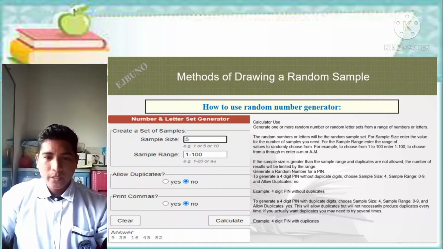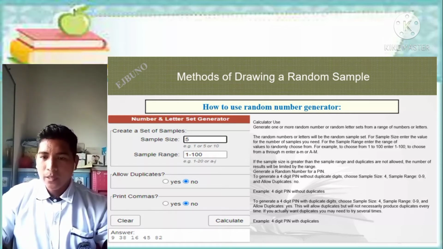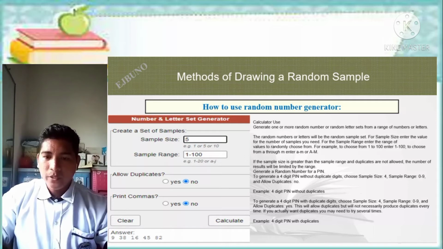How to use a random numbers generator. Calculator use: generate one or more random numbers or random letters set from a range of numbers or letters. The random numbers or letters will be the random sample set. For sample size, enter the number of samples you need. For the sample range, enter the range of values to randomly choose from. For example, to choose from 1 to 100, enter 1 to 100; to choose from the letters A to M, enter A to M.